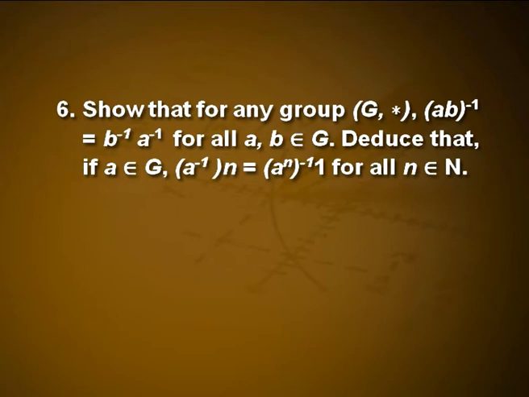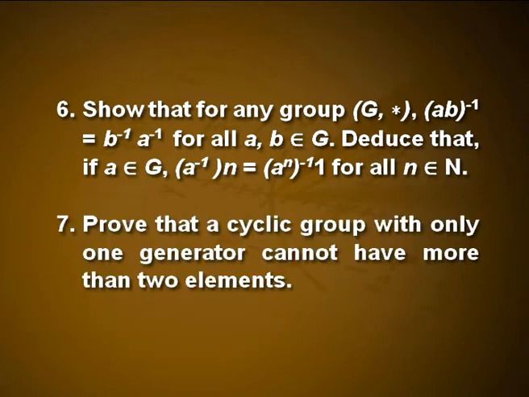Next problem. Show that for any group (G, star), (ab) inverse is equal to b inverse a inverse for all a, b element of G. Deduce that if a is an element of G, then (a inverse) raised to n is equal to (a raised to n) inverse for all n in N. Next problem. Prove that a cyclic group with only one generator cannot have more than 2 elements.